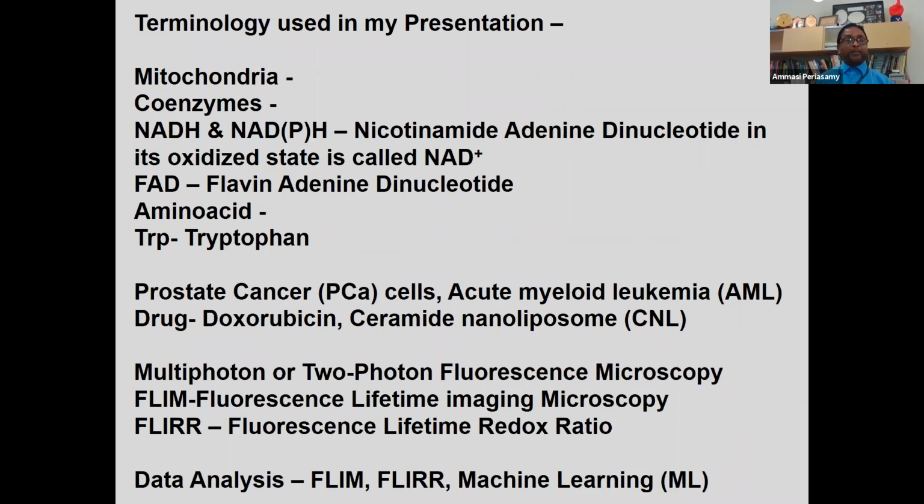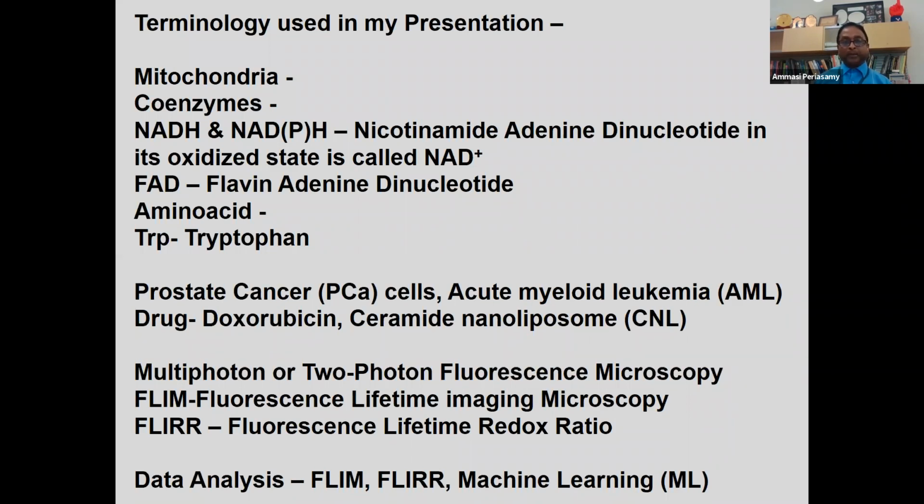Regarding terminology I may be using, most of you in the FLIM group will be familiar with all this terminology. Mitochondria, that is what we are investigating. The coenzymes, NADH or NADPH, and FAD, flavin, and the amino acid tryptophan, we are also investigating.